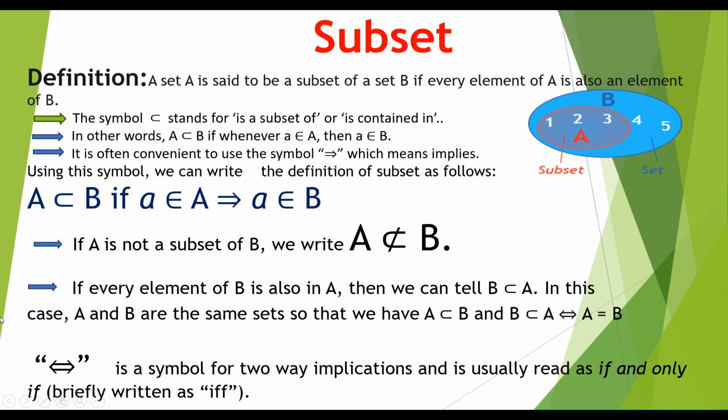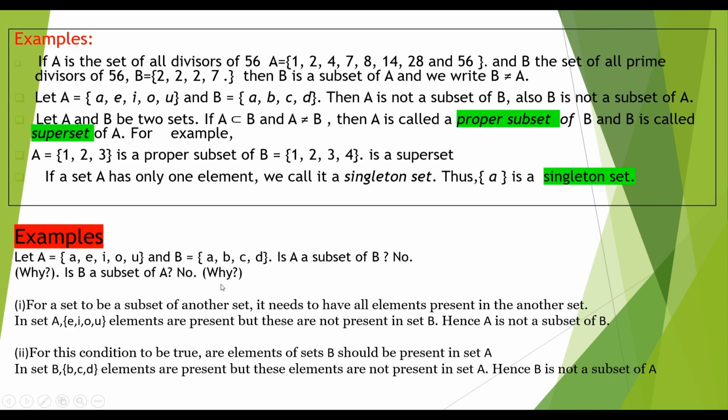Okay, this is a symbol for what? Two-way implication. If A is having 5 elements and B is also having the same 5 elements, then we call A is a subset of B and B is a subset of A. Then we can also write it as A is equal to B. This is a two-way implication. Okay, and this is a symbol we are going to represent, and it is usually read as what? If and only if. It is briefly written as iff. I hope you are clear with this subset definition.